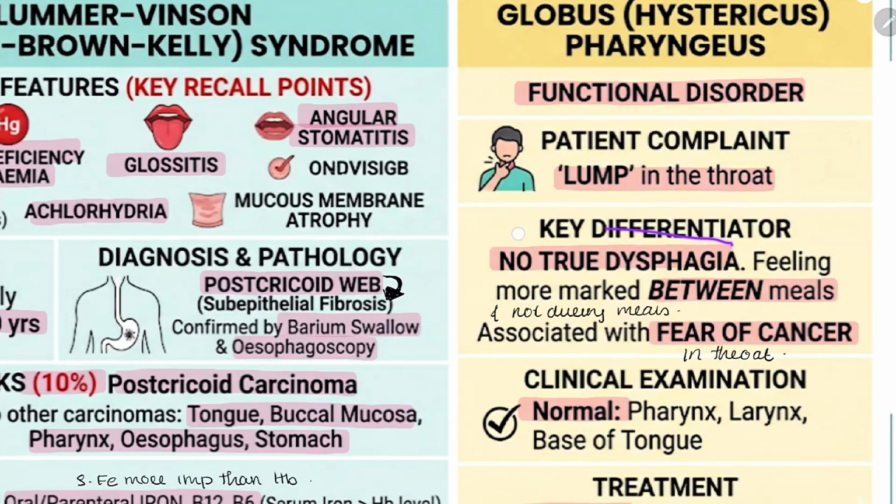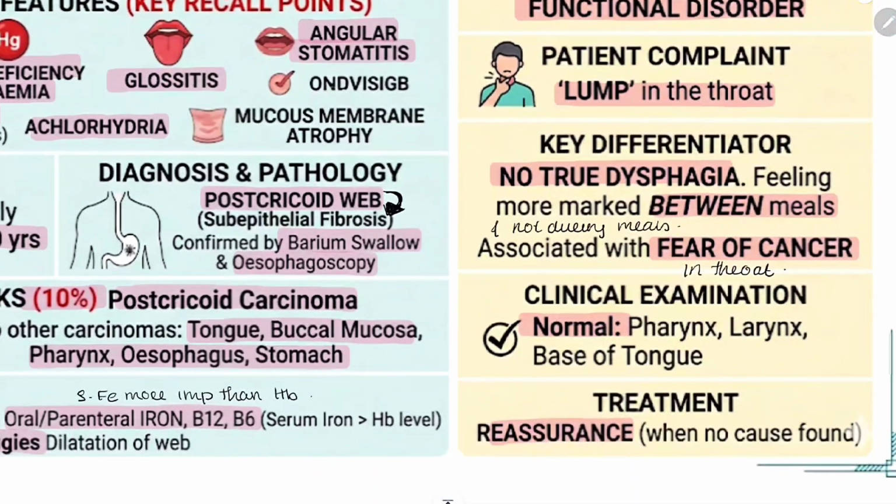Here there is actually no true dysphagia. The feeling is there, and this feeling of a lump in the throat is more marked between meals and is not there during the meal. So during the meal, the person will not have a problem. But between meals, after the meal, the patient starts feeling that he has a lump in the throat, and he also will have fear of cancer in the throat, but the clinical examination is normal. So what we have to do is reassure the patient if no cause is found.